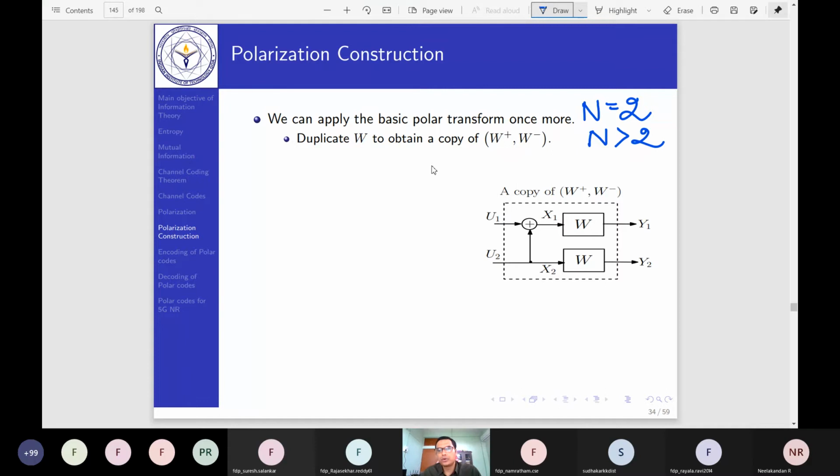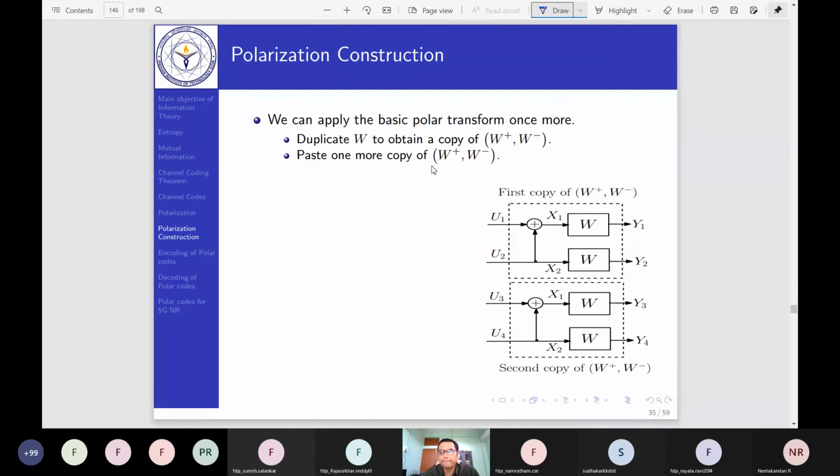So we start with 2 identical copies of W. From 2 identical copies of W, we form a pair of W plus and W minus. Then we consider another duplicate copy of that pair. So now we have one pair of W plus and W minus, and that pair is duplicated again to get the second copy of W plus and W minus.